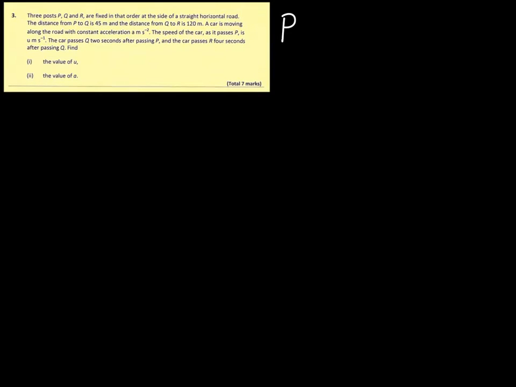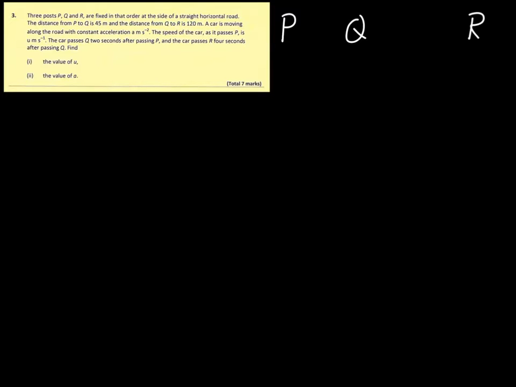So I've got 3 points, P, Q, and R. You get 3 posts fixed in that order. From P to Q is 45 meters, Q to R is 120. A car is moving along the road with constant acceleration, so the acceleration is the same all the way through. So I could look at this motion from here to here, from here to here, or from there to there.